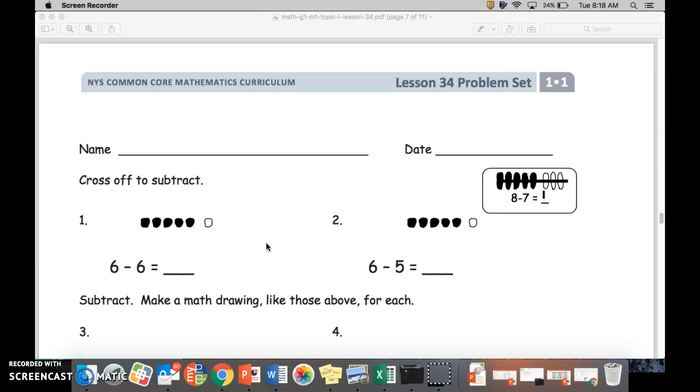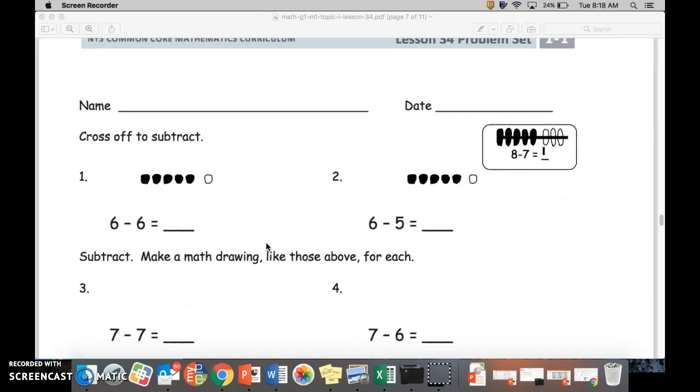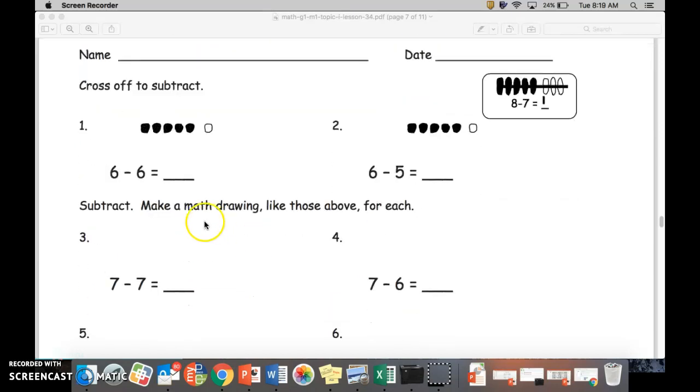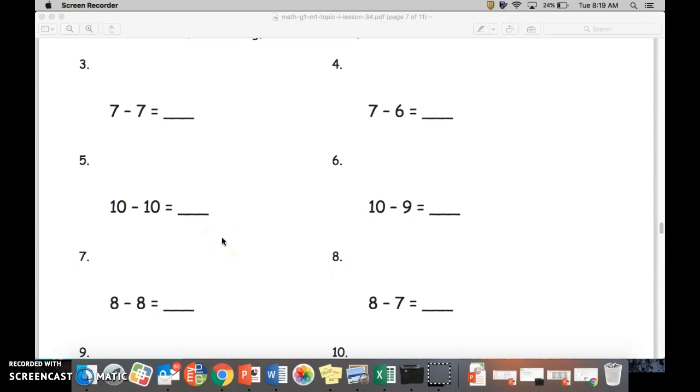Number 1 and 2, cross off to subtract. Numbers 3 and 4, subtract, make a math drawing like those above for each. So you must make a math drawing just like the ones above and then show crossing off for each.